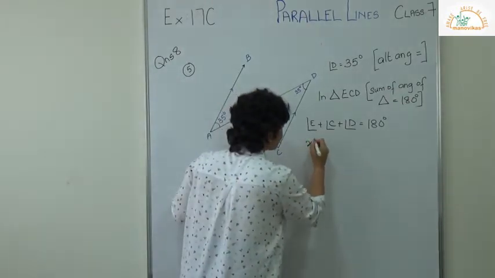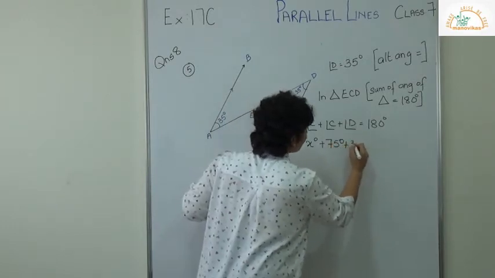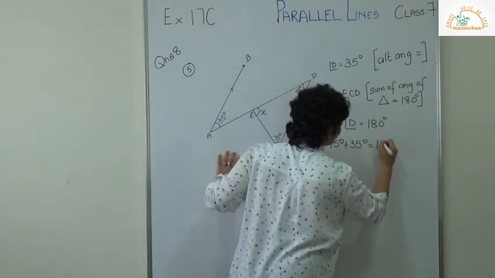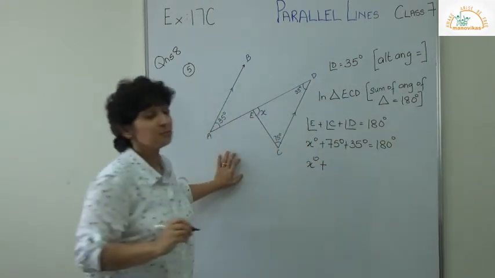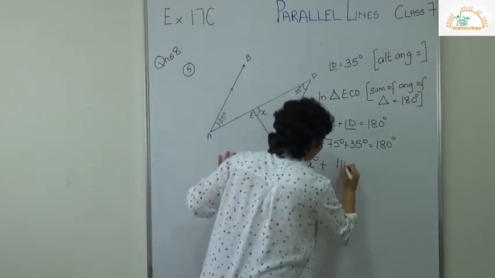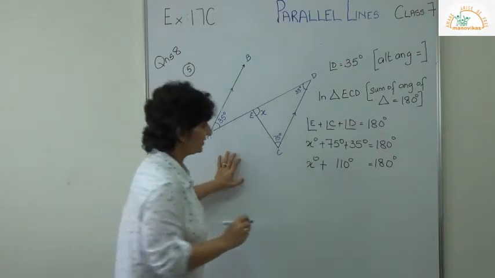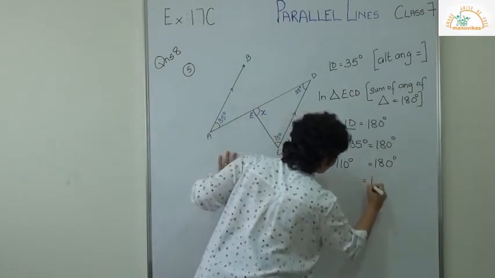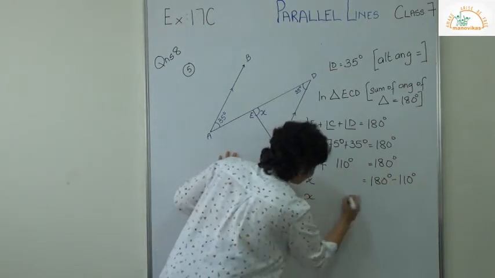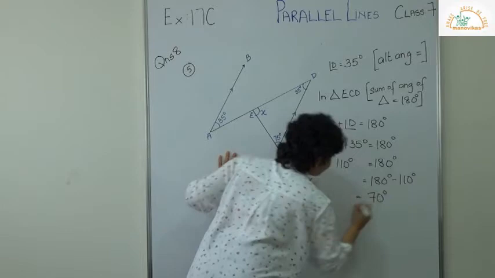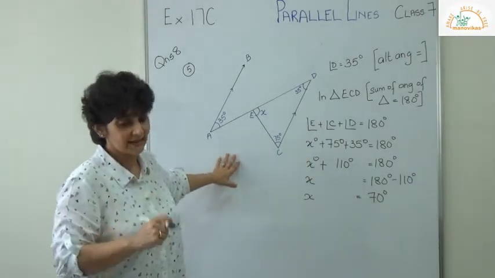Angle E is your x. You need to find that out. Angle C is 75, plus 35, is equal to 180 degrees. X plus 75 plus 35, which gives me 110 degrees, is equal to 180 degrees. So x is equal to 180 degrees minus 110, where x is equal to 70 degrees. I hope you have understood, children. Let's move on to the next question.